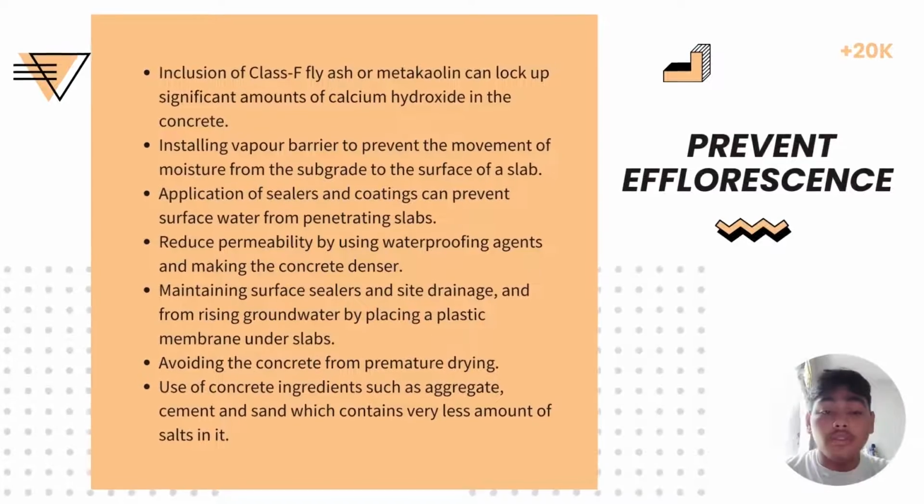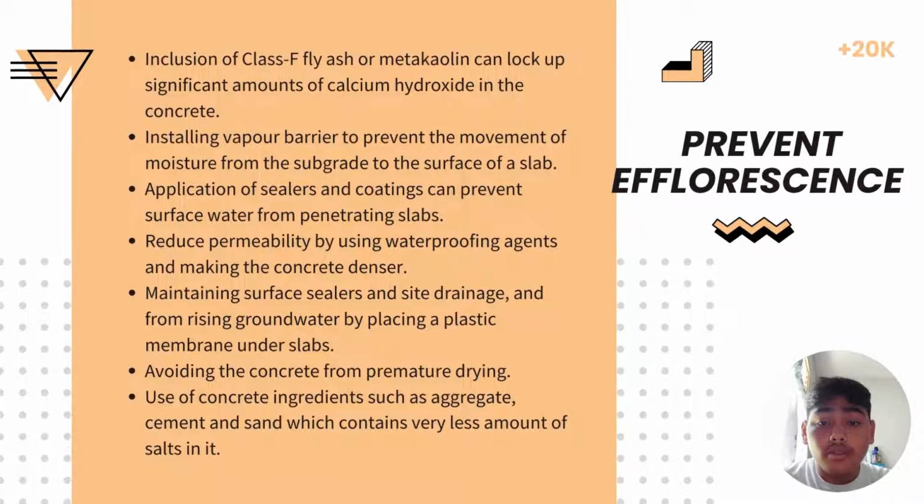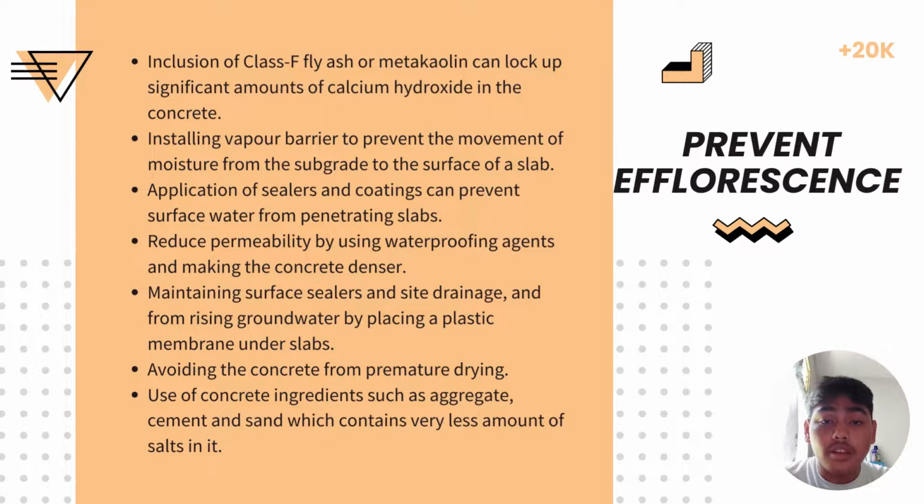Here are some preventive measures that can be taken to avoid efflorescence in concrete. Inclusion of class F pozzolans, such as fly ash or metakaolin, can lock up a significant amount of calcium hydroxide in the concrete. Installing a vapor barrier to prevent the movement of moisture from the subgrade to the surface of a slab. As stated earlier, the efflorescence reaction is driven by water, either water from above or below a slab. Only vapor barriers can prevent the movement of moisture from the subgrade to the surface of a slab.